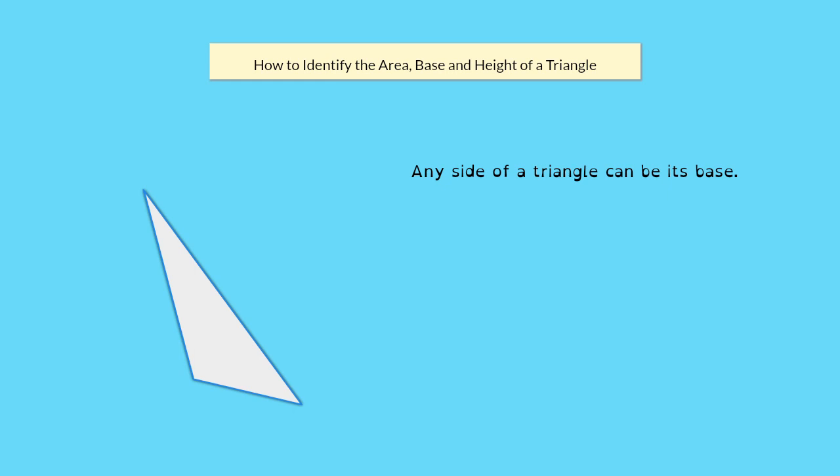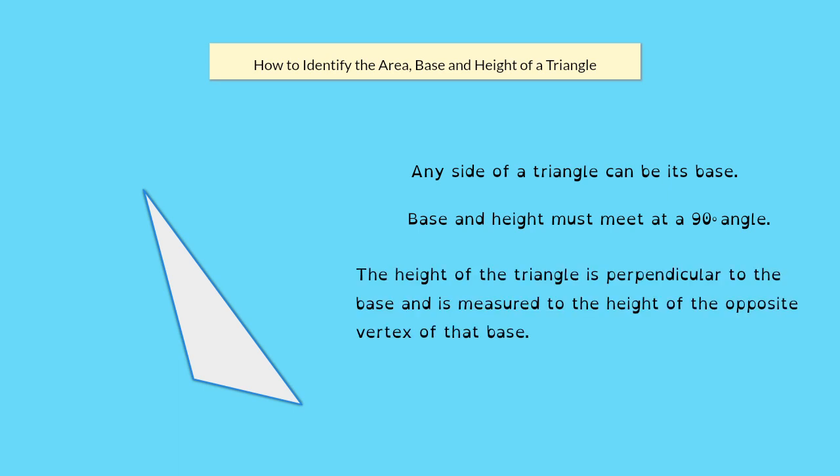Now, a proper base and height pair on a triangle is similar to a proper base and height pair on a parallelogram, in that any side of a triangle can be its base. Also, similarly, base and height must meet at a 90-degree angle. They must be perpendicular. And the height is measured to the height of the opposite vertex of that base. And I'll show you what I mean by that as we get into it.